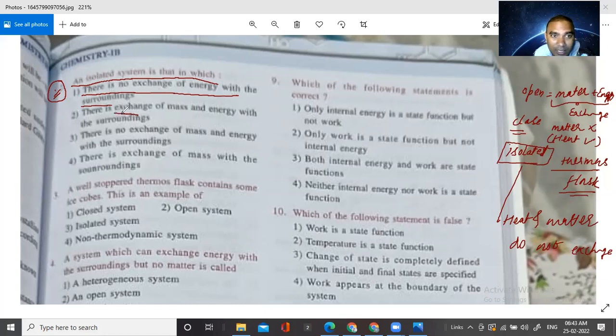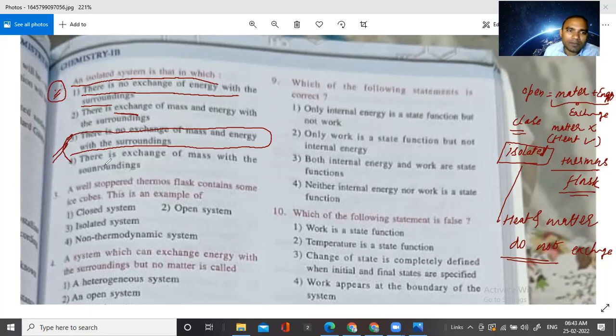But what we are saying is that there is no exchange. Third point, what they are saying: there is no exchange of mass and energy with the surrounding. So the correct option is this one. There is no exchange of mass and energy with the surrounding. Are you able to understand this, the third one? So our required option will be the third.